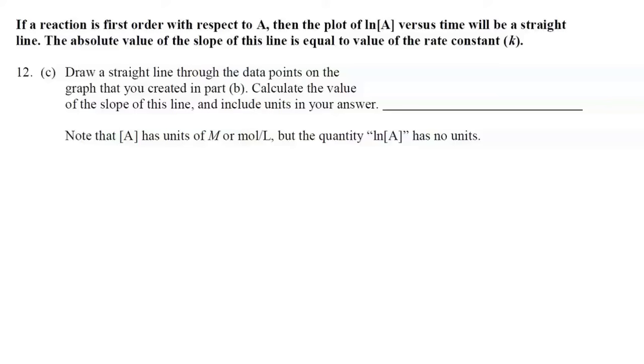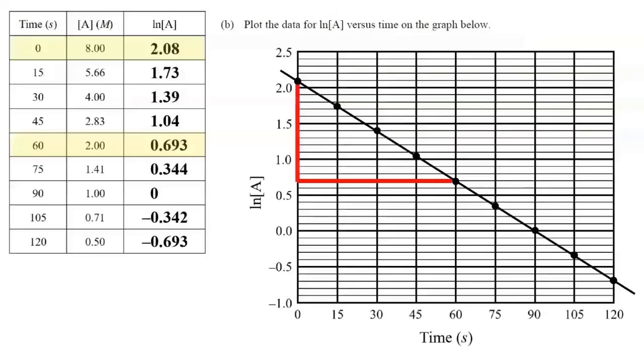Note that the concentration of A has units of molarity, or moles per liter, but the quantity natural log of the concentration of A has no units. So when you take the natural log of a quantity, the units disappear, they go away, so no units. All right, well, I've chosen 2 points on this straight line graph. I've chosen 0 seconds, which is a value of 2.08, and then 60 seconds, which is the value of 0.693.